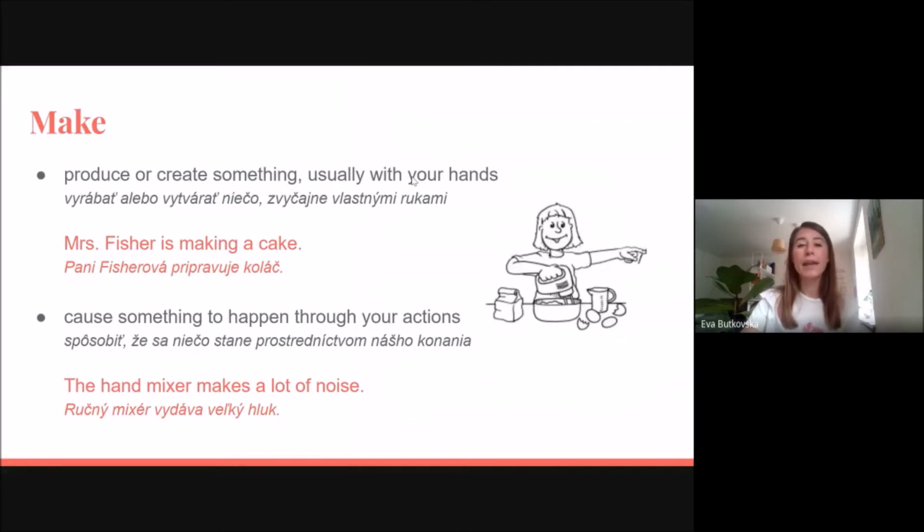Like I said, make means to produce or to create something, usually with your hands. Okay, so example, Mrs. Fisher is making a cake. She's making the cake with her own hands. Second meaning of a verb make is to cause something to happen through your actions. This is difficult, but when I read the example, you will understand. The hand mixer makes a lot of noise. So you have the hand mixer in your hand, and the hand mixer makes a lot of noise. So to create something with your hands or cause something through your actions.